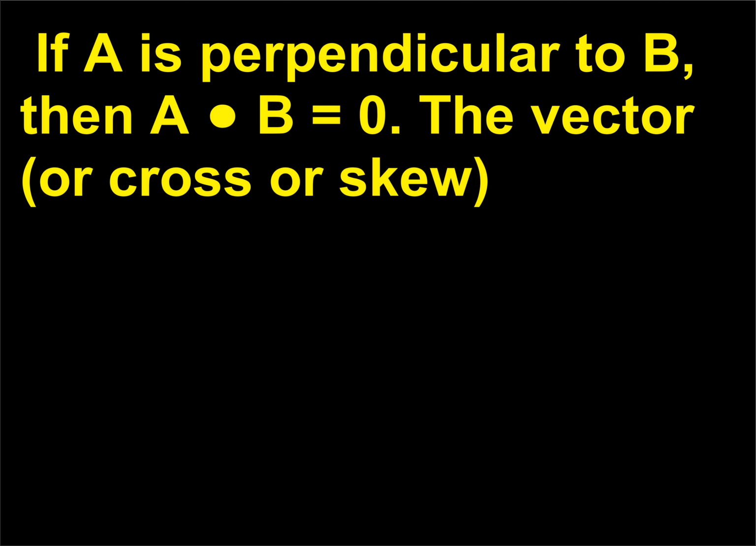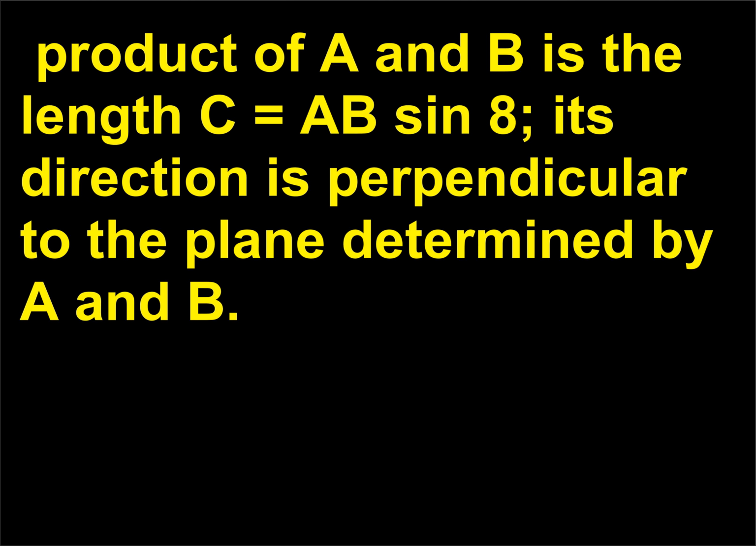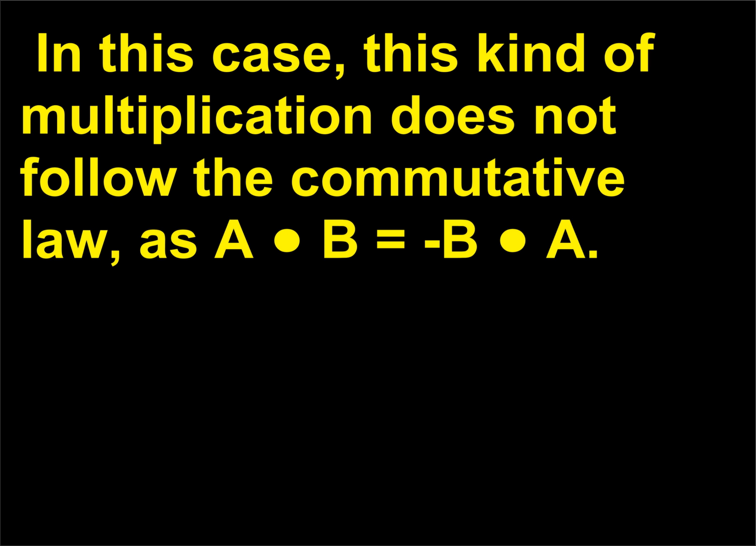The vector, or cross or skew, product of A and B is the length C equals AB sin θ, its direction is perpendicular to the plane determined by A and B. In this case, this kind of multiplication does not follow the commutative law, as A×B does not equal B×A.